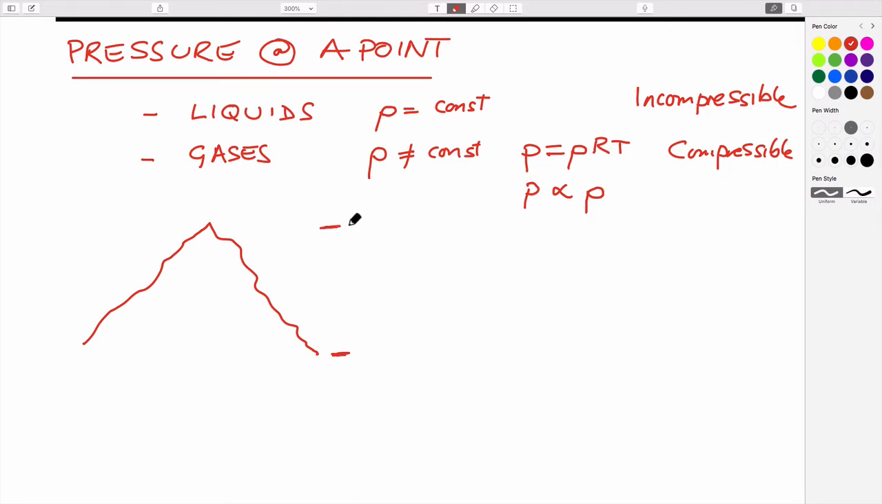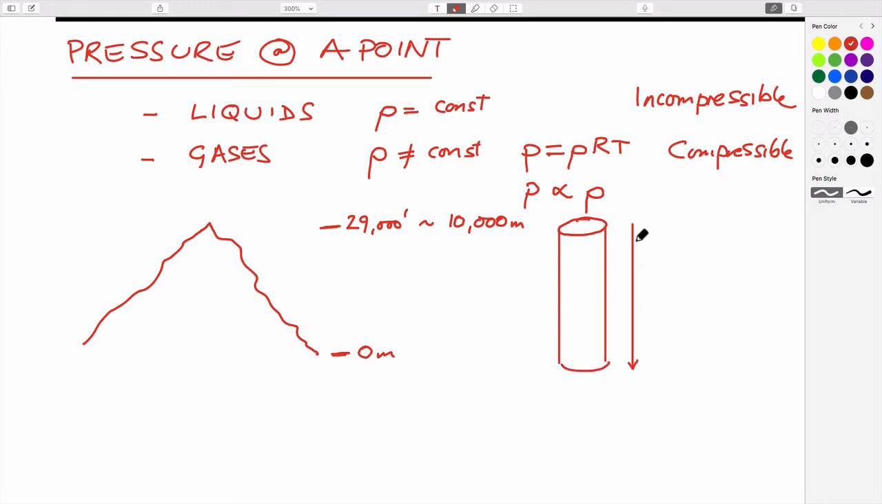Everest is, I don't know, 29,000 feet and change, which is about, well, 33,000 feet is 10,000 meters, but let's call it 10,000 meters because we're SI, of course. Sea level is 0 meters. And so what we could do is think about this as a big bucket full of air. And that bucket happens to be 10 to the 4 meters tall.